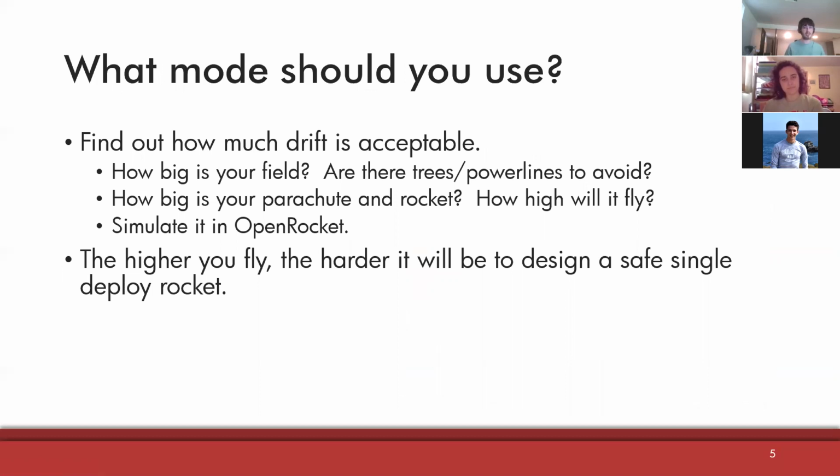There's no set right answer for any of this stuff. Maybe there is for some of it. But when you're designing your rocket, you need to look at where you're planning to launch it, what the rocket is like, how high it's flying, and other characteristics. Are there any limitations on your field? Are you going to fly at CMAS and you have to avoid that massive power line that's in the middle of it?